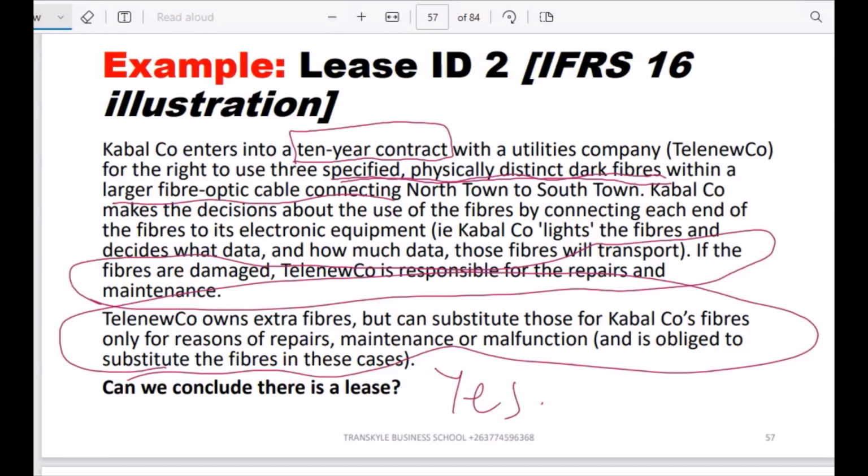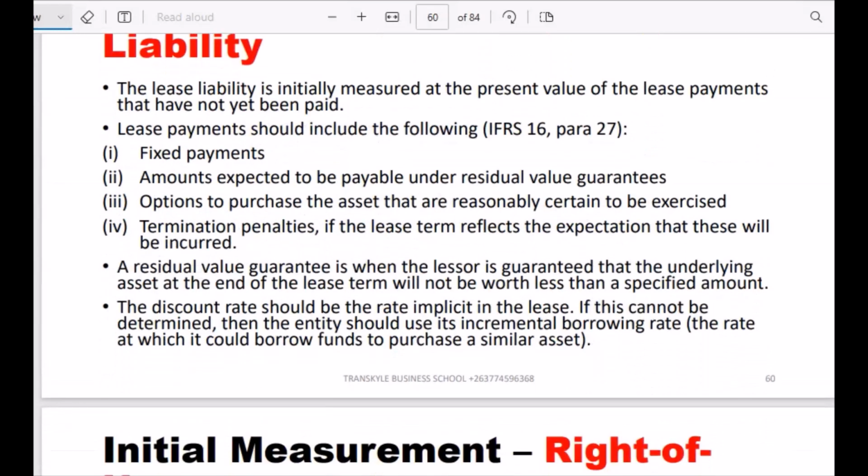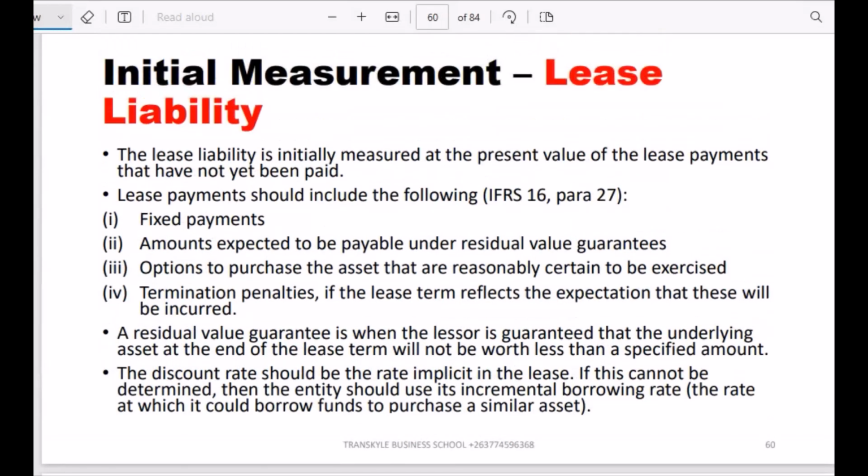Now let's move on to issues to do with measurement. Okay, let's start with the lease liability. The initial measurement: the lease liability is initially measured at the present value of the lease payments. These lease payments should include the fixed payments, which could be paid annually or monthly, and then amounts expected to be payable under the residual value guarantees.